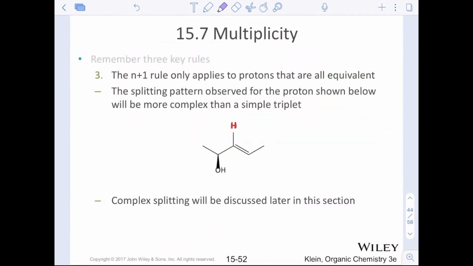So the N+1 rule only applies to protons that are all equivalent, all right? So splitting patterns are observed for the protons that are shown below and can be more complex. Things like this proton right here has a proton here and it has a proton here. These two protons that I've drawn in that bluey green color are not chemically equivalent. We will not be discussing these protons and how they affect the red proton there because it's way too complex. We're just not going to deal with it.